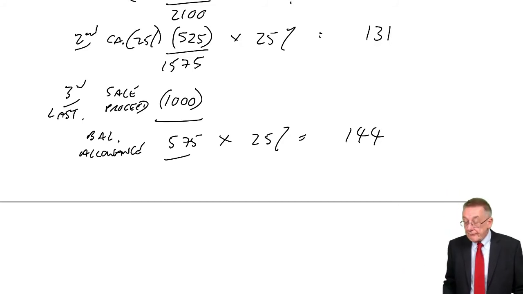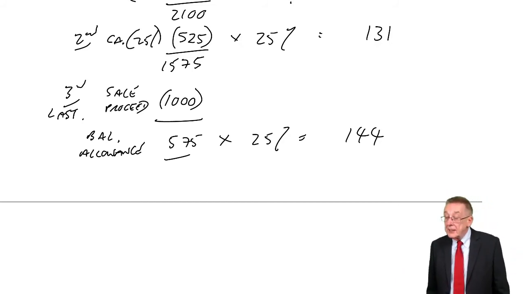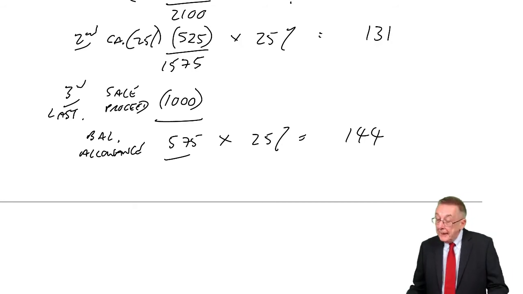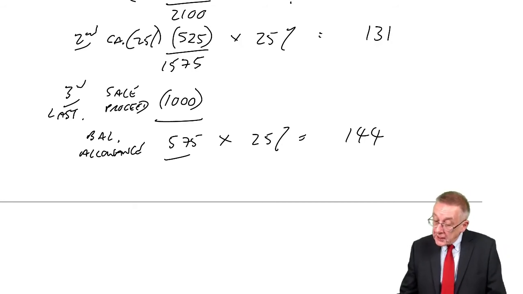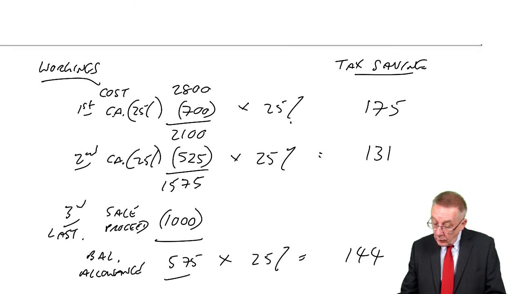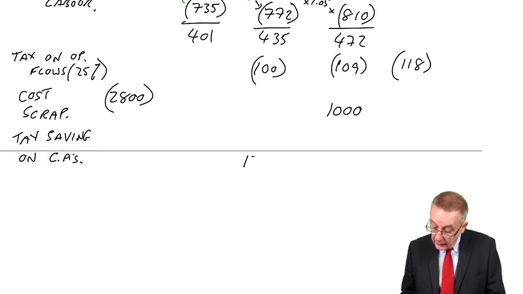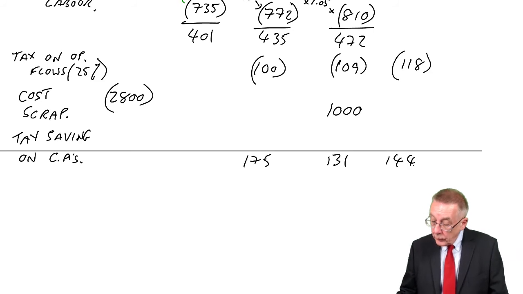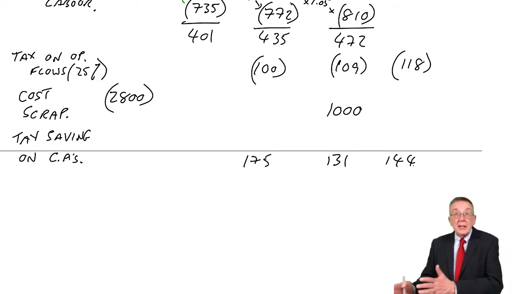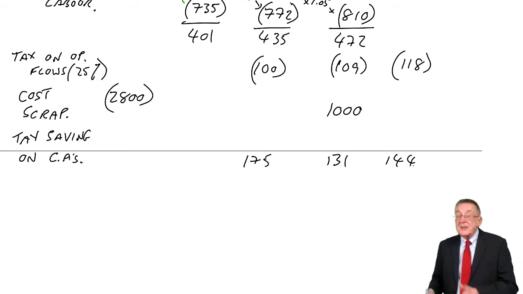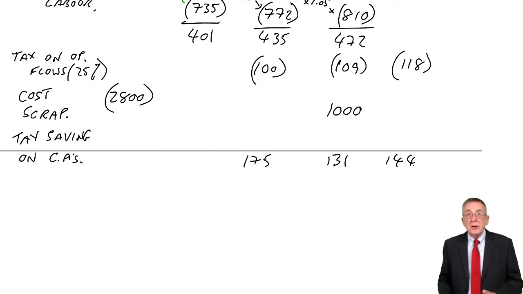£144. So nothing new there. As I say, we've been through calculating the allowances in the previous lecture. Let's stick them on the table. They're all tax savings: 175, 131, 144. And always tie them in with the same timing as the tax on the operating flows.